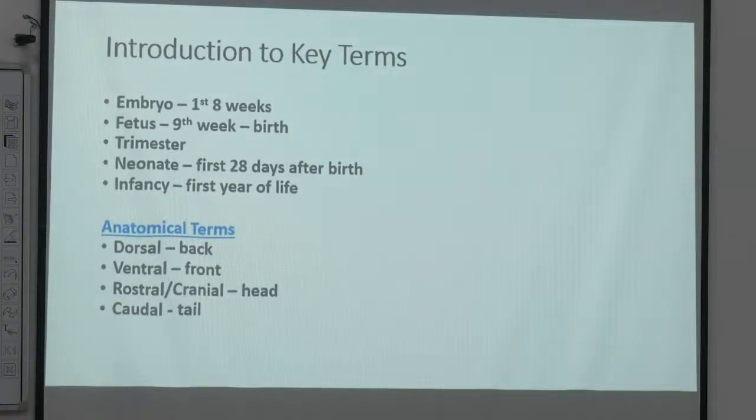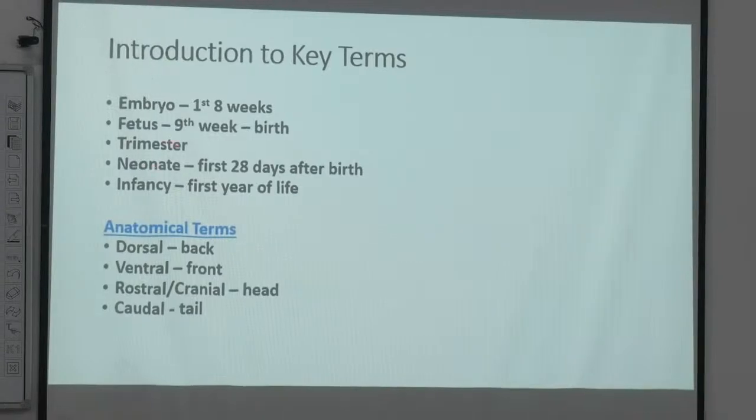There are a few key terms we will be using in embryology. The embryonic period extends from the first day to the 8th week of life. Then we use the word fetus, which extends from the 9th week until birth. We use the word trimester to define the pregnancy phase; we divide pregnancy into three trimesters, 1, 2 and 3, depending on the weeks. We use the word neonate for the first 0 to 28 days of life, the first month, the newborn. Afterwards, till 1 year of age, we call them infant, then we use the word toddler, and so on.